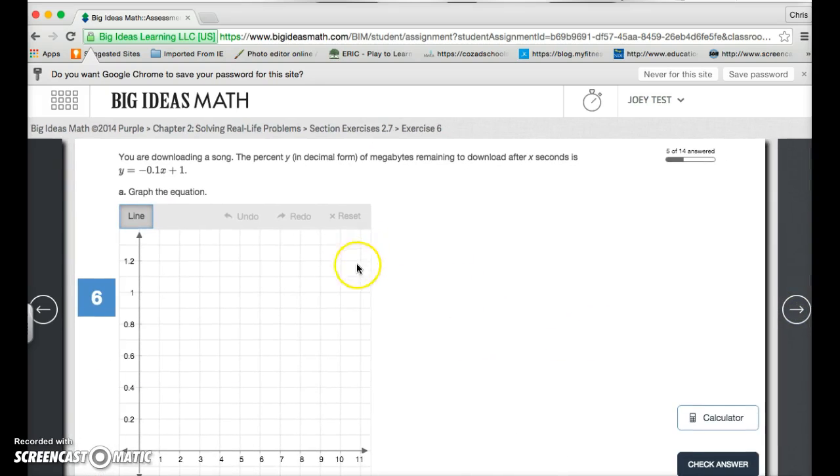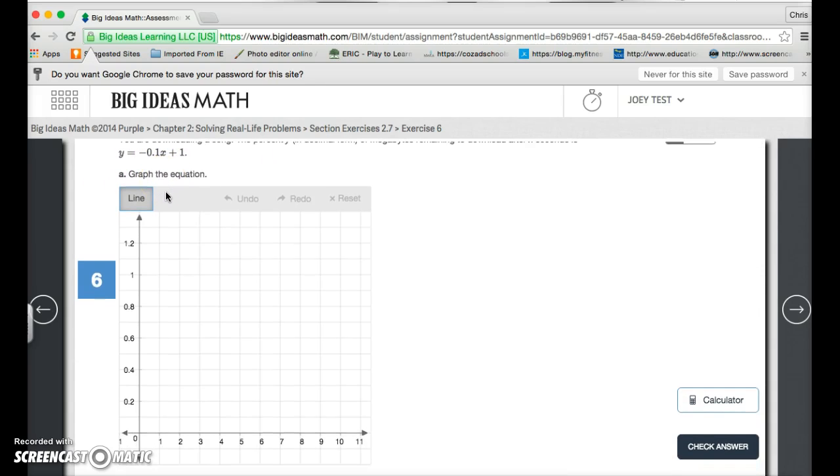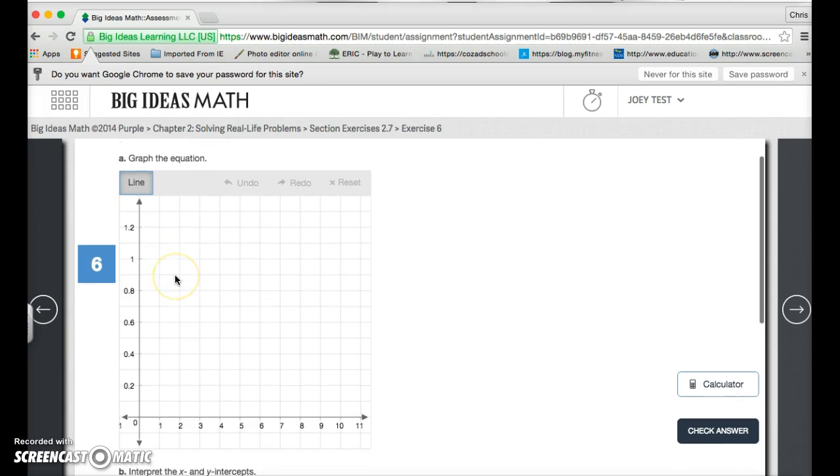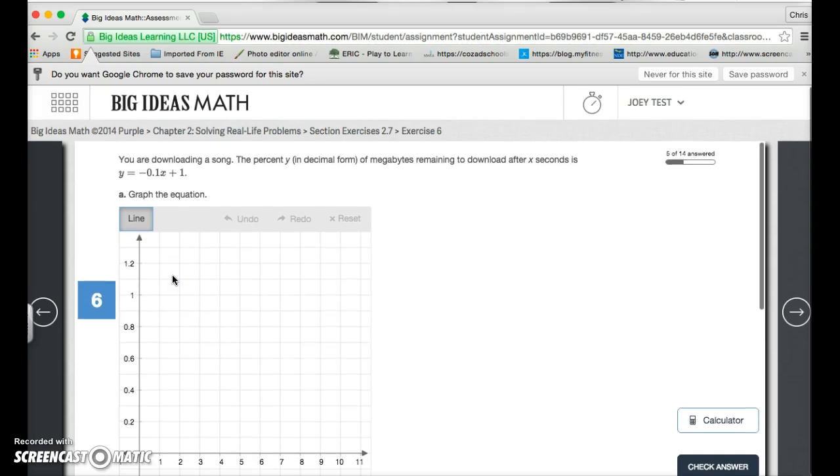Number 1, you are downloading a song. The percent y, in decimal form, of megabytes remaining to download after x seconds is y = -0.1x + 1. Can we graph this? What's our y-intercept? Where do I put my y-intercept for my line? Our y-intercept. And then look at our increments. What are they? Are they going up by 0.1? Yeah, they are. The ones that are shown are 0.2, but every block is 0.1, right?